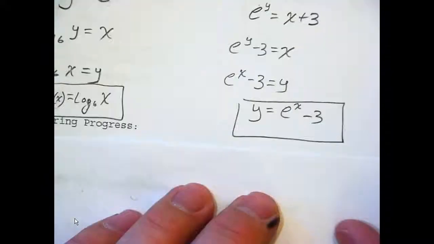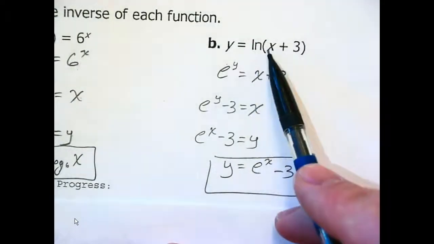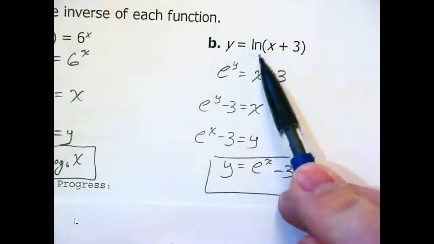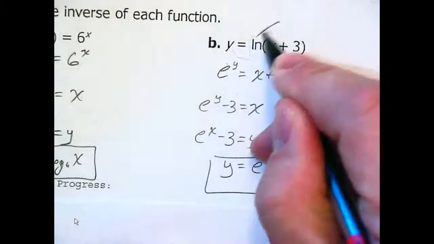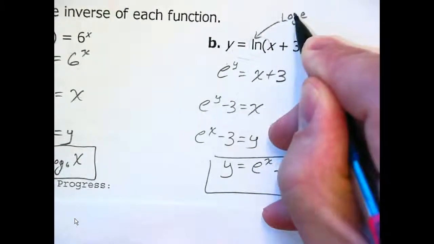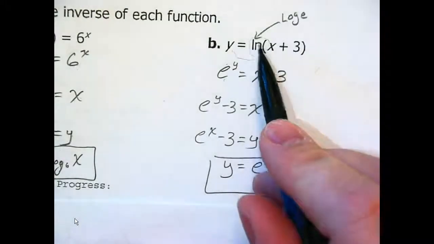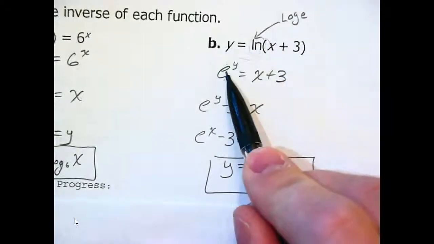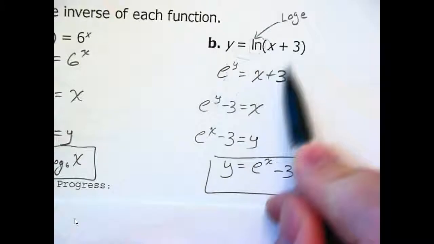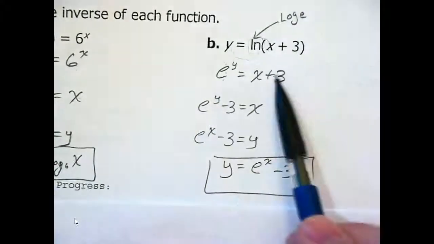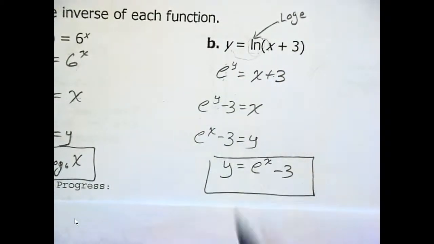Okay, part B. Don't let the natural log confuse you too much. You're taking the natural log of this whole thing, so you've got to move it over. Now, when you move natural log over, remember, natural log is log base e. So when I move it over, I get e as my base. So when I undo the natural log and bring it over here, that's base e. So e to the power of y equals x plus 3. From there, we have to subtract 3 and then switch our x and y values. And since it started as y equals, the end could be y equals.